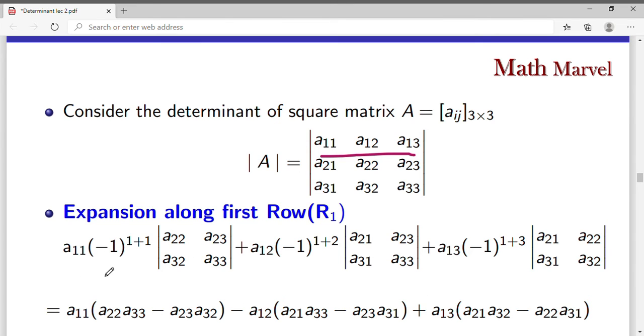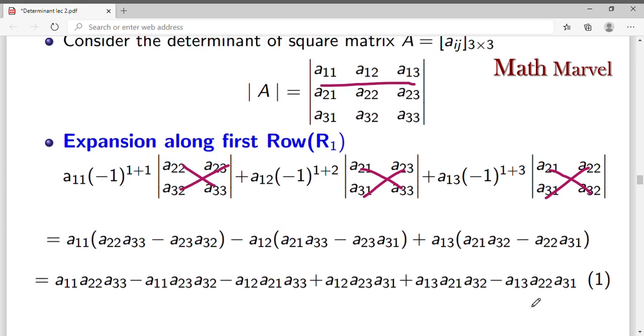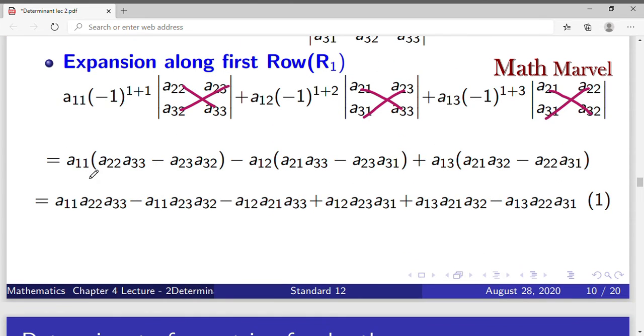Now simplify this. So a11 here, minus 1 raised to 1 plus 1, so positive. Do the cross multiplication, so we get a22 a33 minus a23 a32. Here minus 1 raised to 1 plus 2, so negative, so minus a12, times a21 a33 minus a23 a31. Here minus 1 raised to 4 is positive, so plus a13, times a21 a32 minus a22 a31. After multiplying by the element and opening the bracket, we get this answer, which is equation number 1.